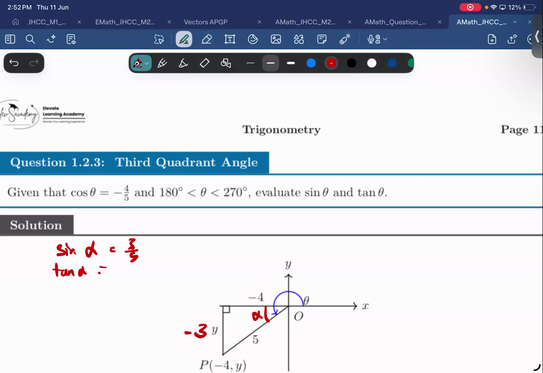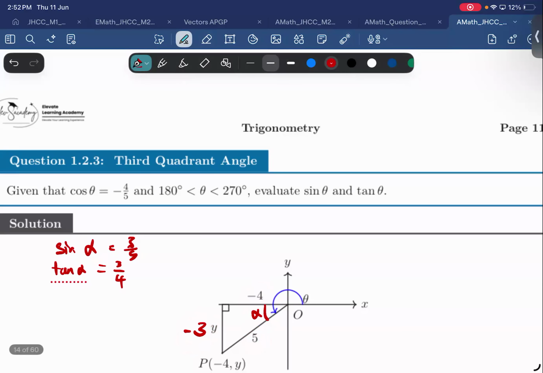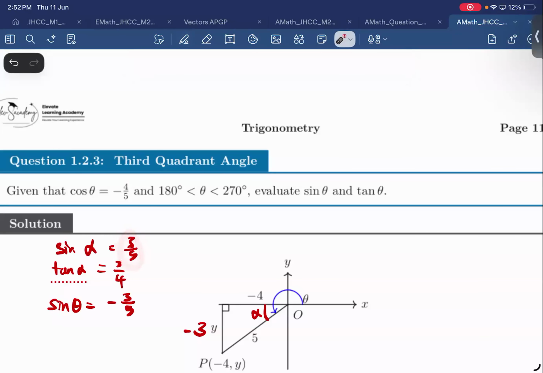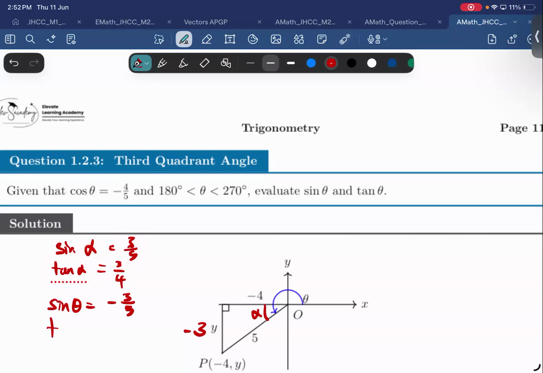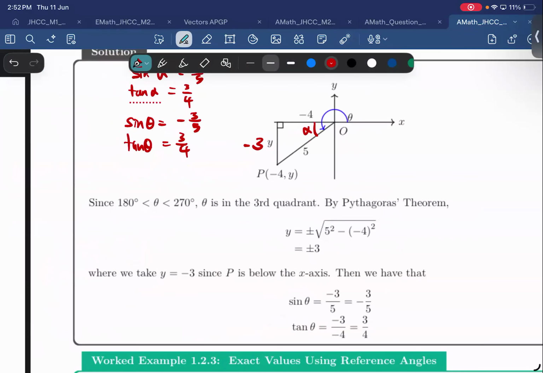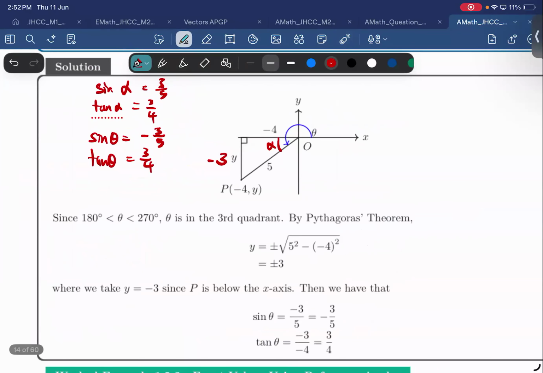Now, this angle is in the third quadrant. AST: in the third quadrant, only tangent is positive. So sine theta should be minus 3 over 5. It's the same value, but you put a minus sign in front because it's negative. But tangent is positive in the third quadrant, so tangent theta will just be 3 over 4. So this is how you would do it using the first method.